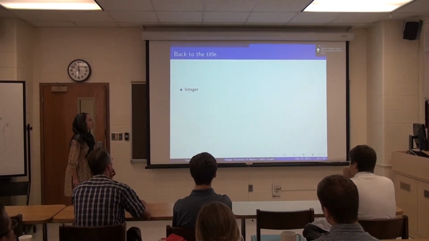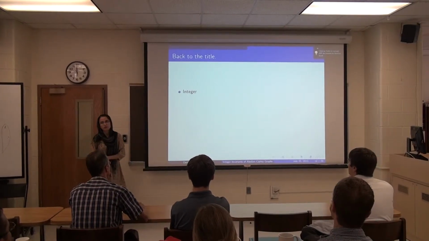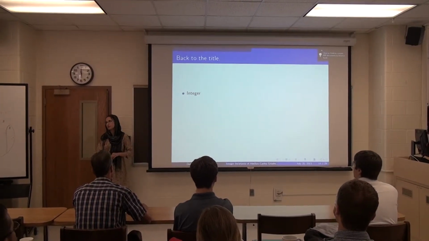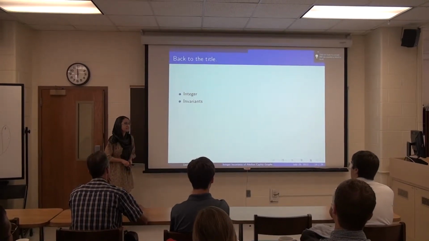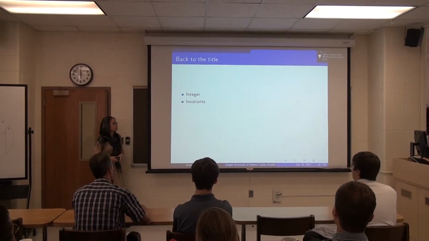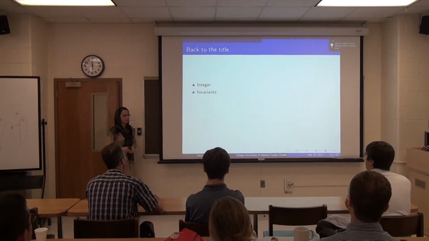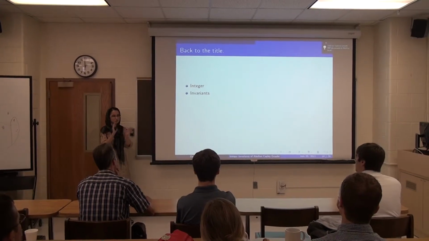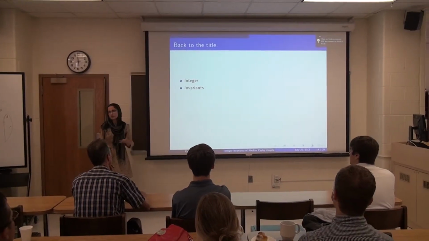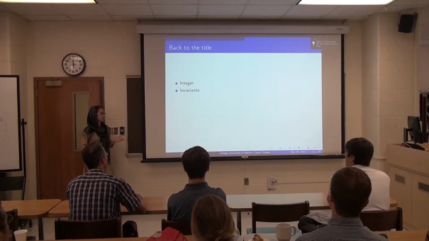So going back to the title, integer. Everything that we work with will be an integer. We won't have any fractions or any irrational numbers. And the next one is invariant. Invariant is a property that doesn't change. So Smith normal form is one kind of invariant. Regardless of the way you order your rows and your columns, so if you shuffle them all up, you would still end up with the same Smith normal form.